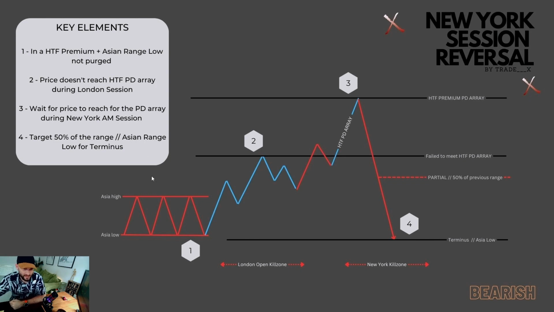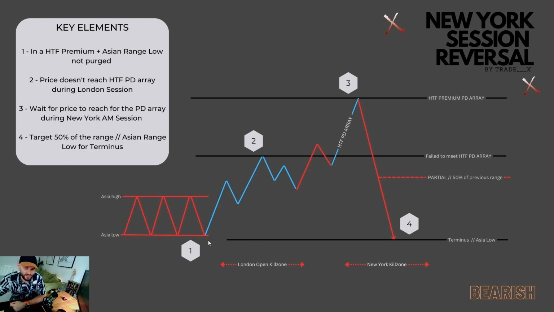Now, let's break this down. This section here is the Asian range. So this is inside the Asian kill zone, which is 9 o'clock to 1 o'clock in the morning. And what we're looking to do is take the Asian range high and low. And then during the London session and that period running up into the London session, we do not ideally want to see the low of Asia being taken. Reason being is price will be using that low as a target on our trade exit, okay?